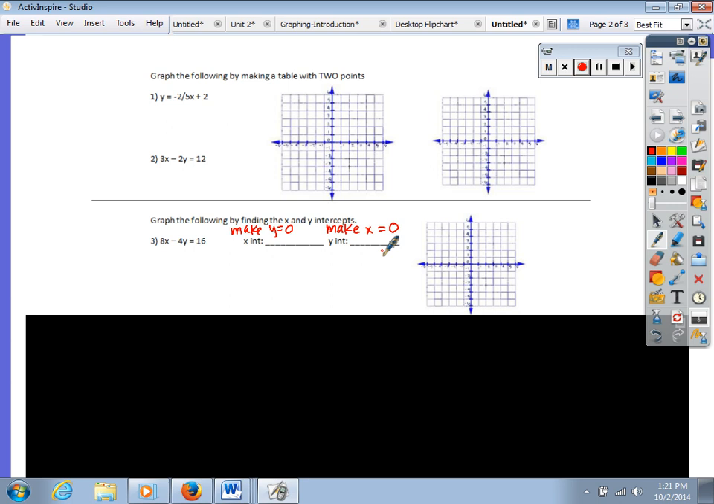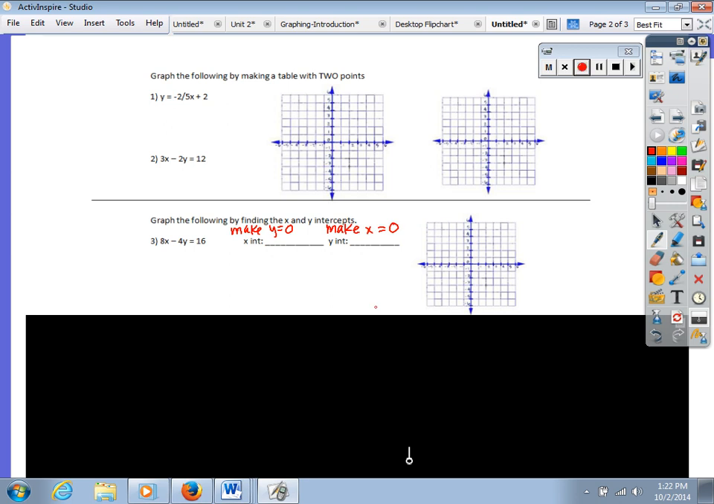Now let's talk real quick about why this makes sense. The x-intercepts are always located on the x-axis, and the y-coordinate for the x-intercepts is always 0. So that's why we say make y equals 0. Same thing for the y-intercept. The y-intercept is always located on the y-axis, and that's where x is always 0 for all of these points. So that's why we say make x equal 0.